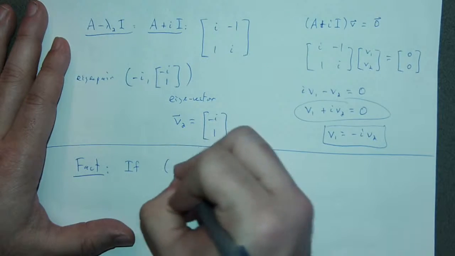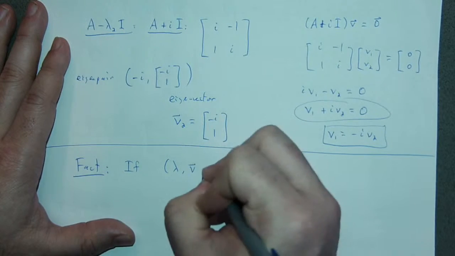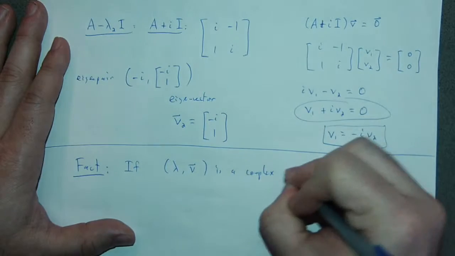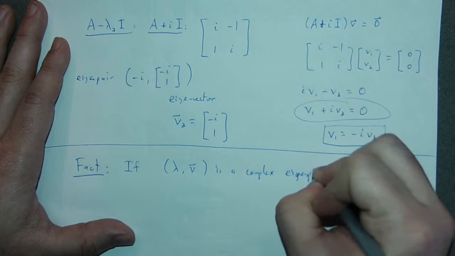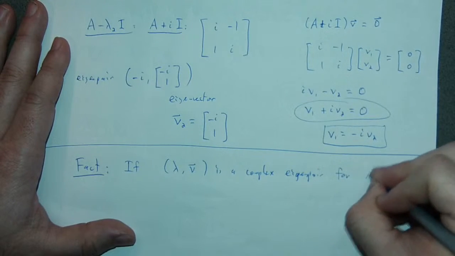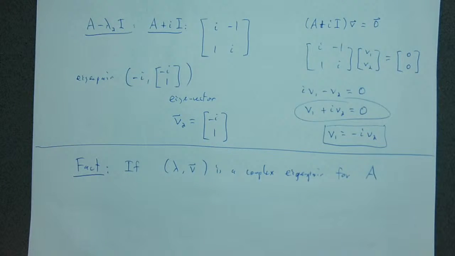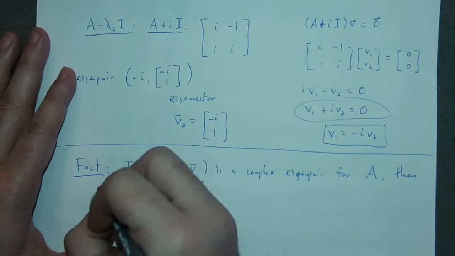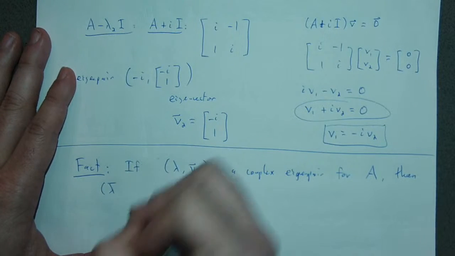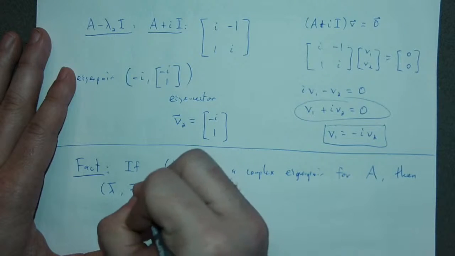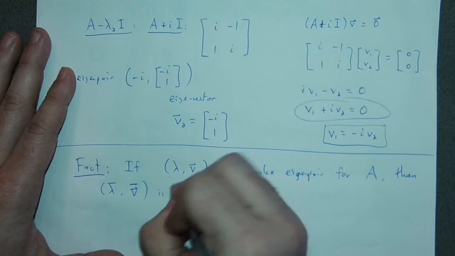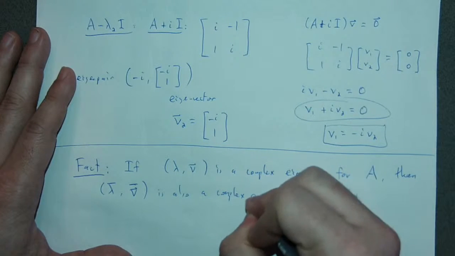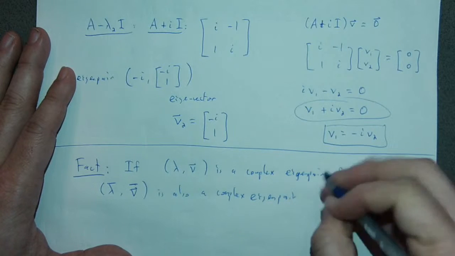So the idea here is that there's a big fact. If lambda, v is a complex eigenpair for A, and matrix A has real entries, then lambda bar, v bar is also a complex eigenpair for A.